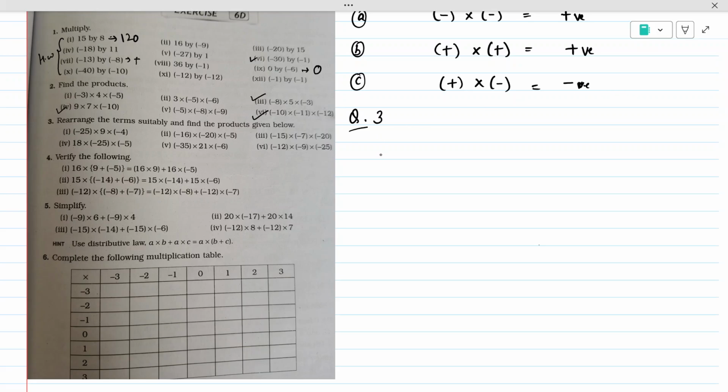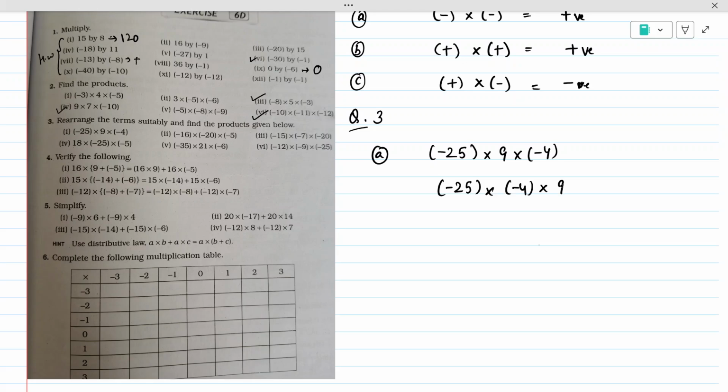Question number third, part A I am picking: minus 25 multiplied with 9 multiplied with minus 4. So how can we rearrange them? We can keep the minus signed integers together. So we can write this as minus 25 into minus 4, and then we can write plus 9 at the end.